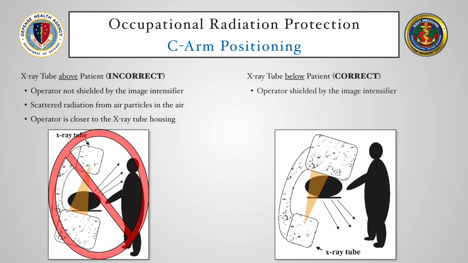The X-ray tube below the patient is correct. The operator is shielded by the image intensifier. Scattered radiation from the air particles is directed downward, and the operator is further from the X-ray tube. So if your procedure permits, make sure your X-ray tube is always positioned below the table when using a C-arm.